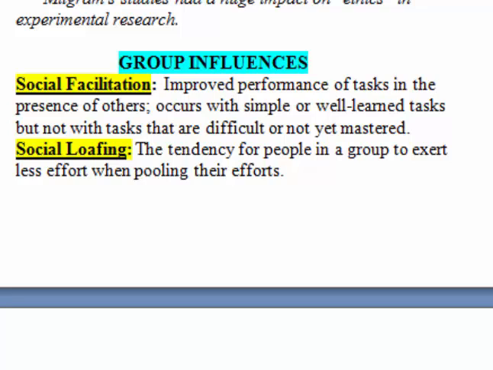Social loafing is the tendency for people in a group to exert less effort when they're working as part of a group. So think about that. You all know that. If you were individually responsible for writing a paper or turning in a project, you'd take a lot more ownership and put in more effort. But when you're part of a group, you tend to kind of slack off.